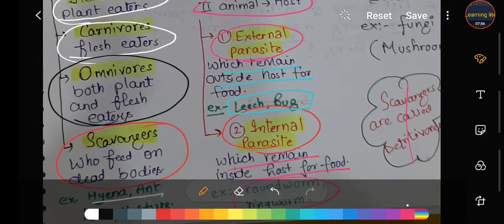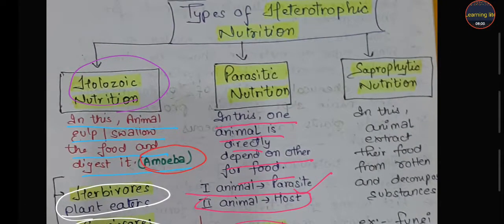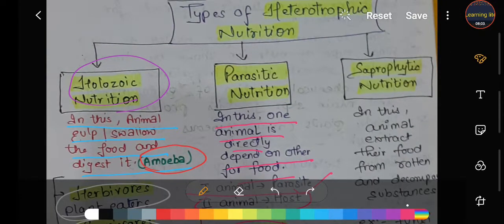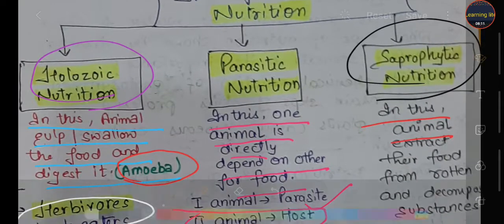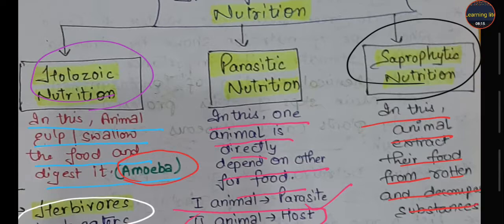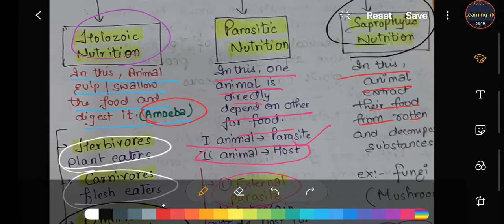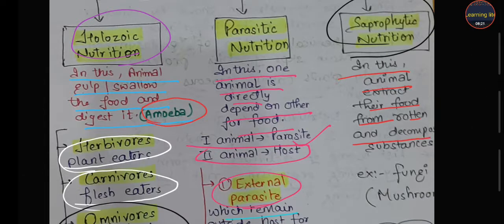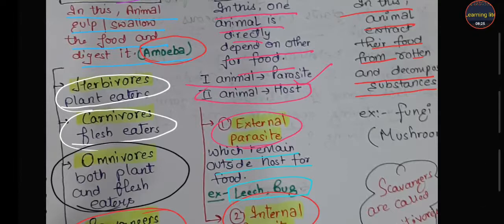The last but not least, the last type is our saprophytic nutrition. Student, what is saprophytic nutrition? In this, animals extract their food from rotten and decomposed substances. So student, this is saprophytic nutrition. In this nutrition, animals extract their food from rotten and decomposed substances. And what is the example of that?